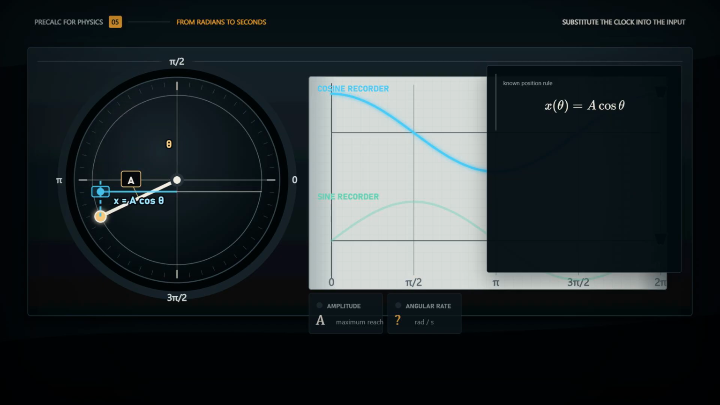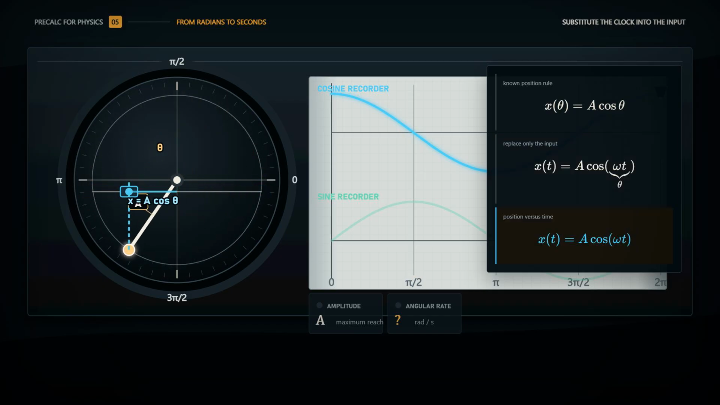Keep the known projection function x of theta equals a cosine theta on screen. Substitute theta equals omega t only into its input. One replacement gives x of t equals a cosine of omega t.